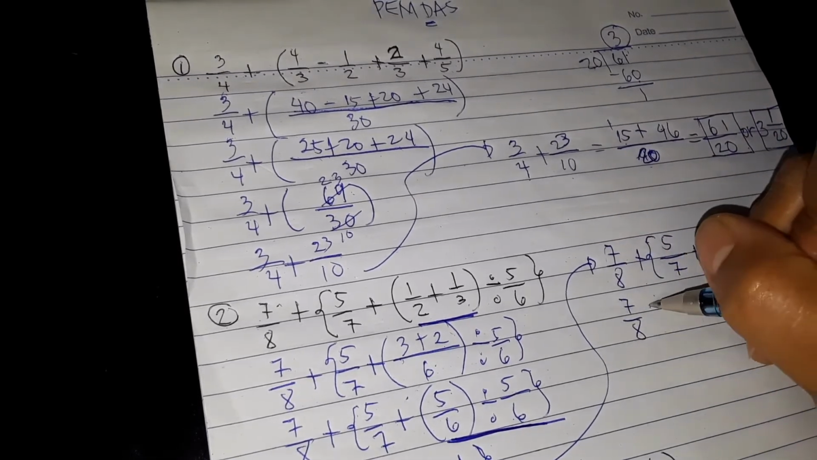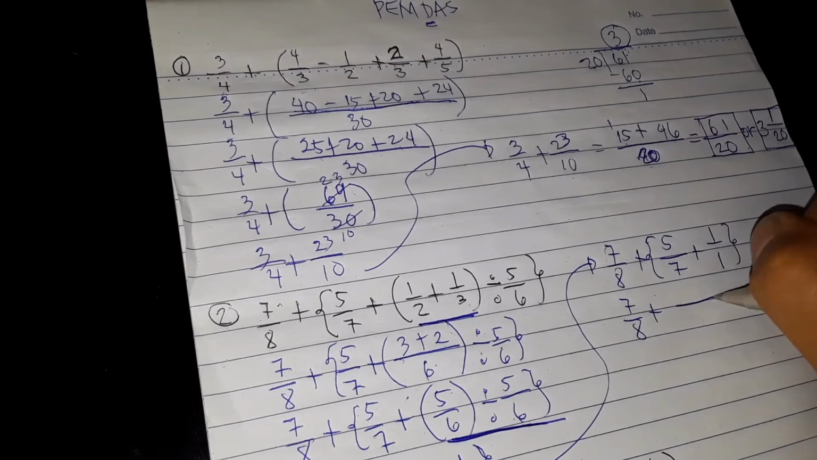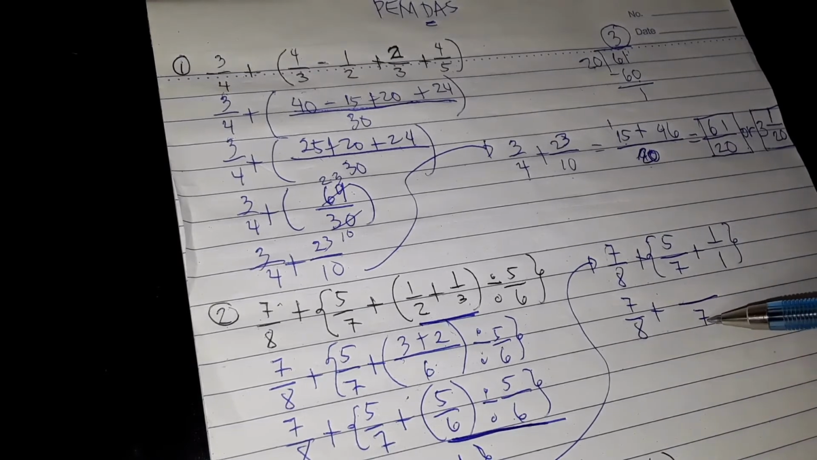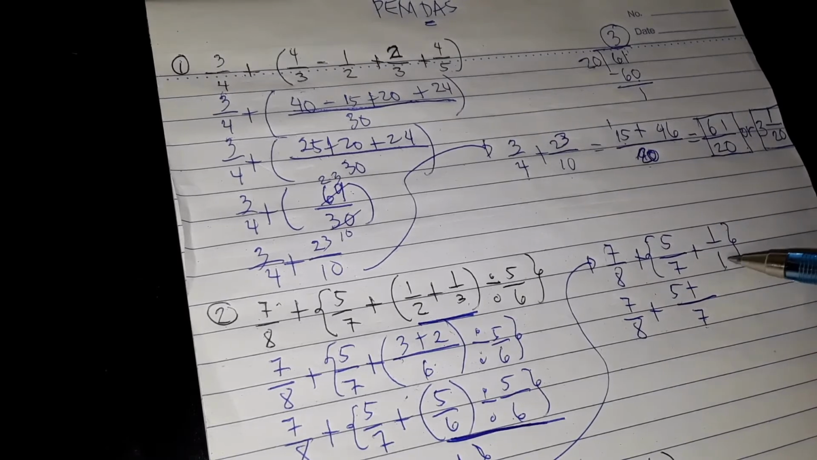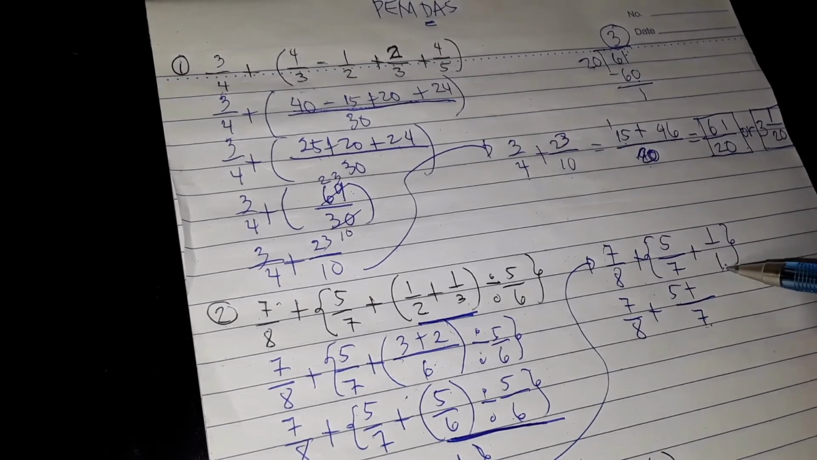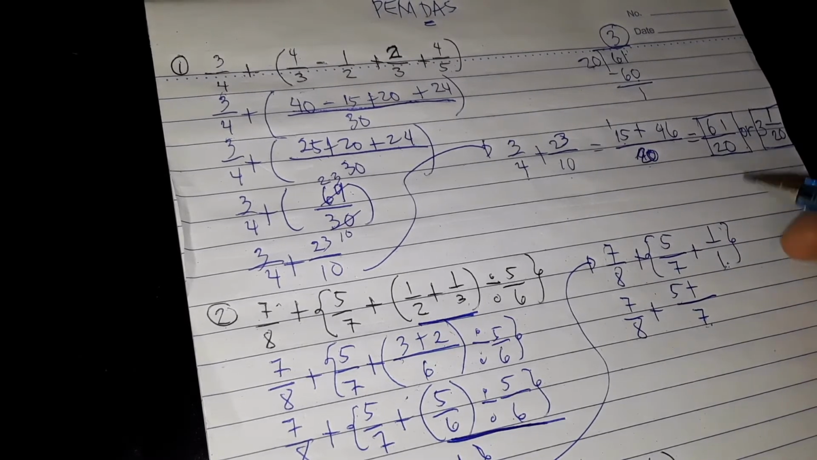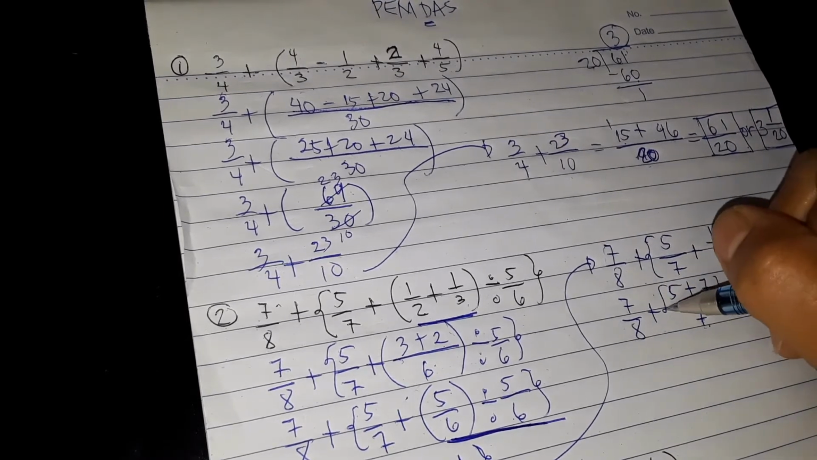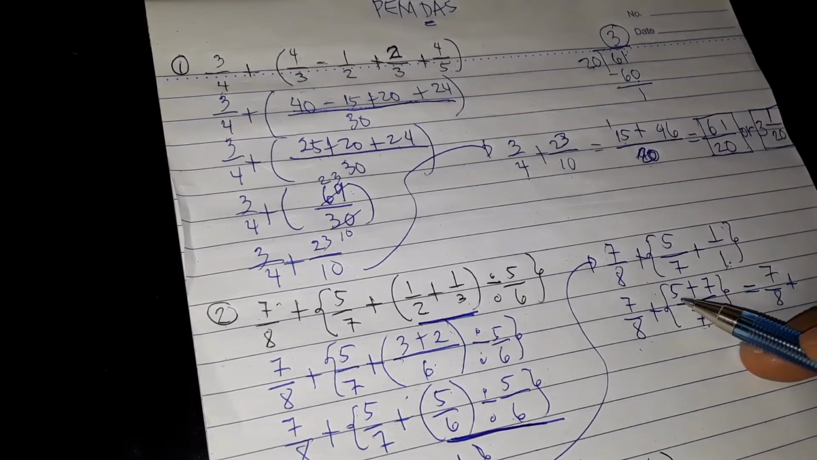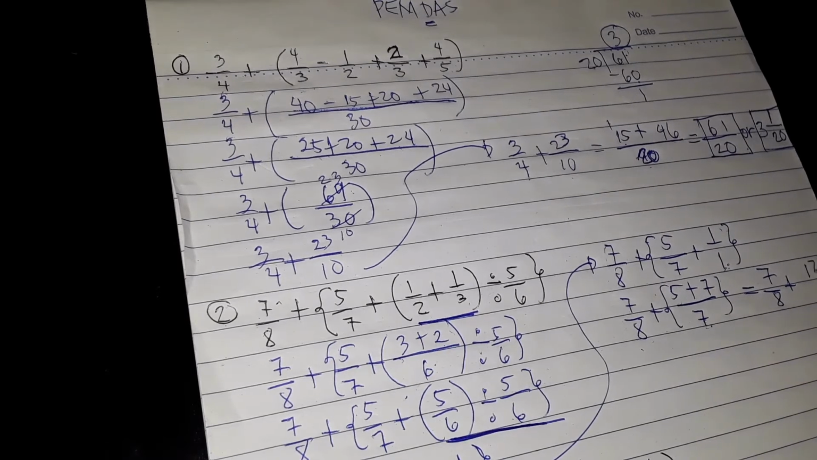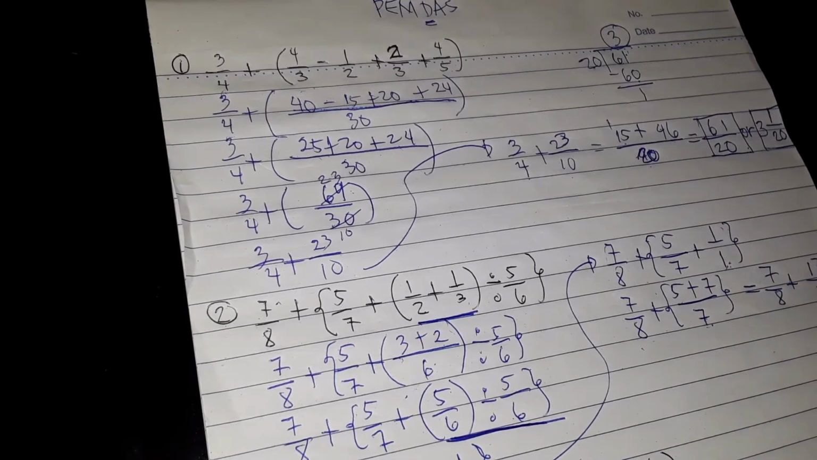Next, 7/8 plus... LCD is 7. So we have 5 plus 7 times 1. 7 divided by 1 is equal to 7. 7 times 1 is equal to 7. Okay? Next, we have 7 over 8 plus 7 plus 5, we have 12 over 7.